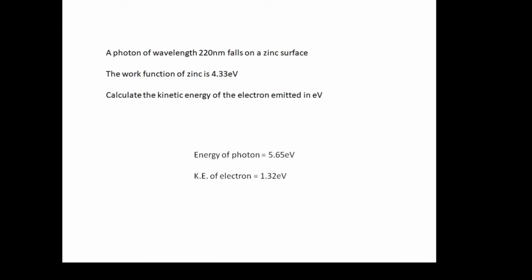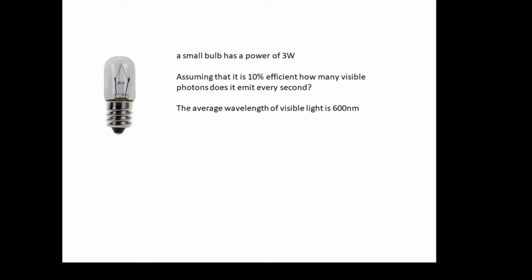So we work out the energy of the photon in joules and then electron volts. And if we take away the work function from that, we get the kinetic energy of the electron, 1.32 electron volts.